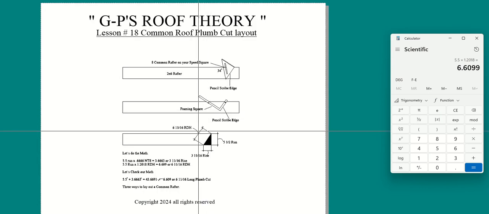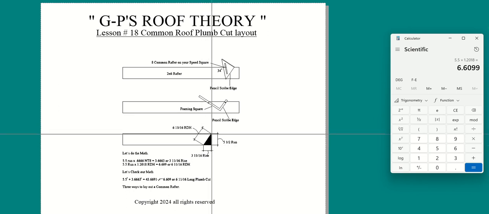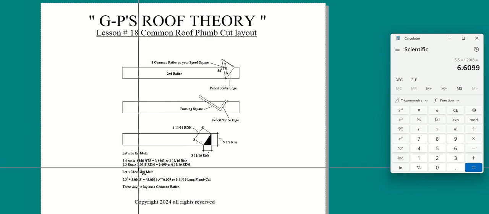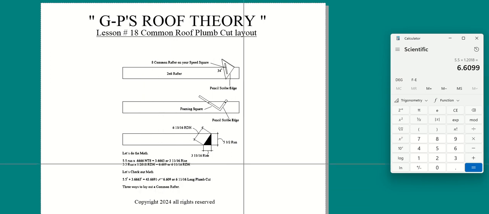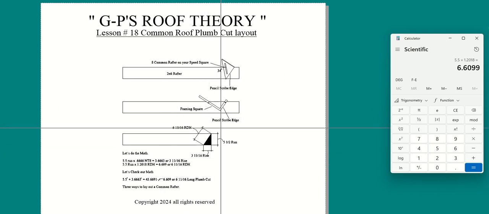We've double checked ourselves on this for our plumb cut, doing the rise and run, square root, and we've also done it with the RDH decimal, and we came up with the exact same number. So therefore, we are correct. But this is more of a scenario to show you how the math works.